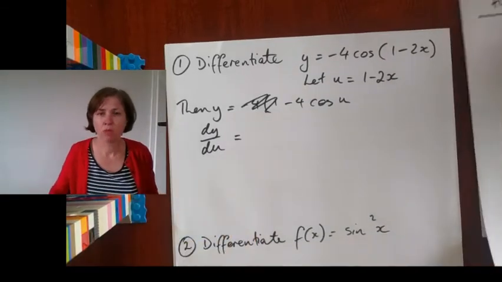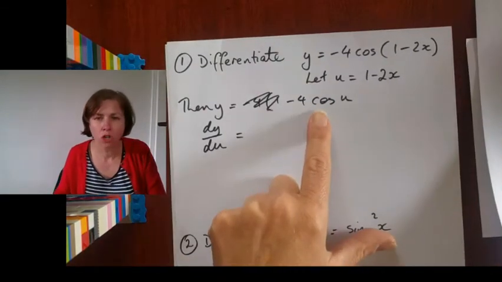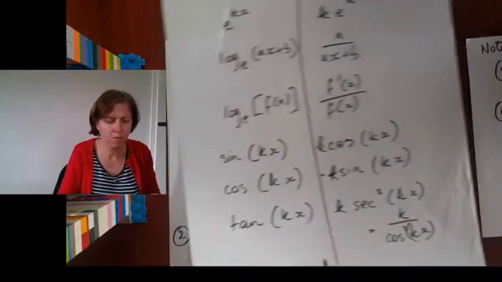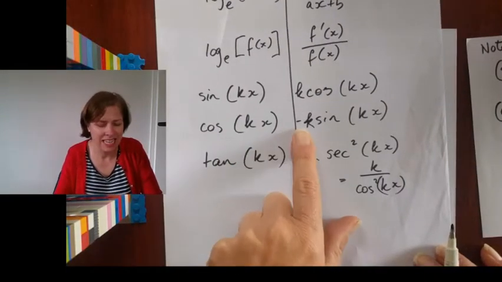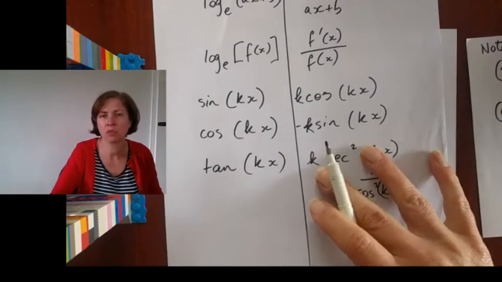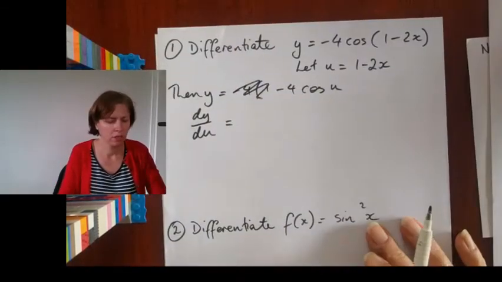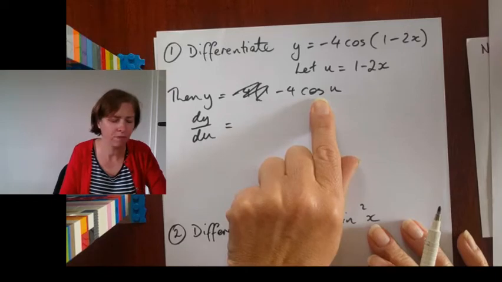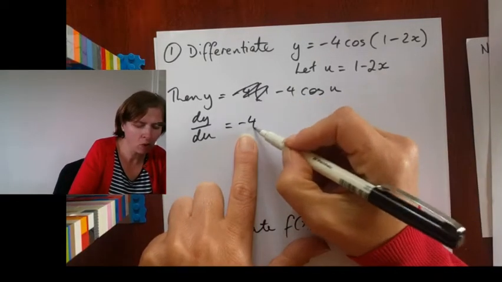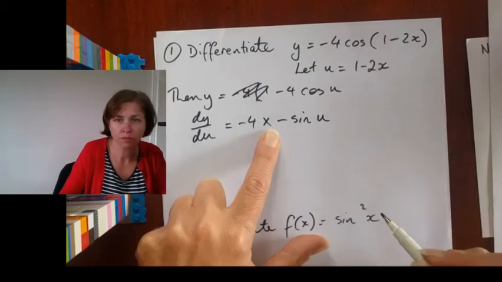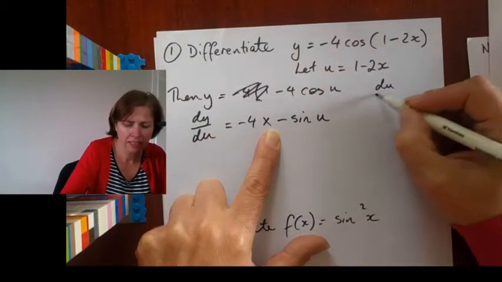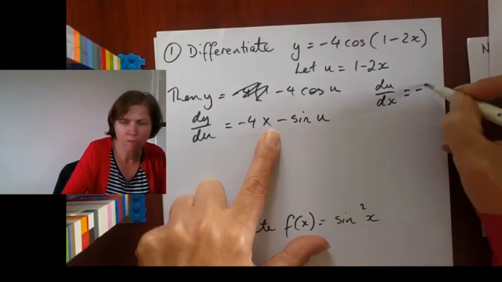Let's go back to my rule list. If I've got cos u, what's the derivative? The derivative of cos kx is negative sine kx. Well, there's no k involved, so the derivative of cosine is negative sine. So this is going to be negative 4 times negative sine u. And du dx is going to be negative 2.